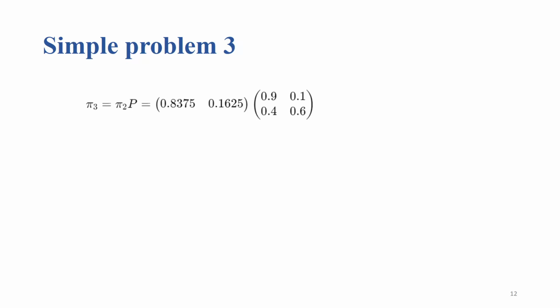Now the state distribution after 3 days is equal to pi 2 into P. This is the state distribution after 2 days and the transition probability matrix, and the value is 0.81875, 0.18125. This is the state distribution after 3 days.